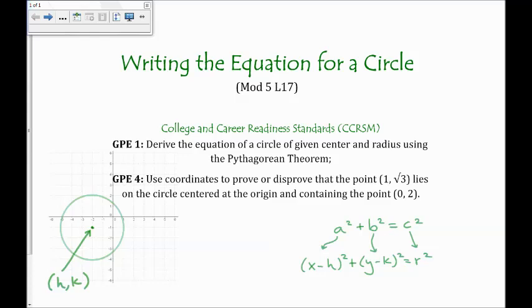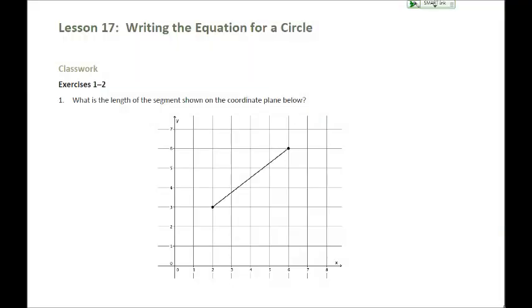So in this lesson, we are addressing two CCSSM standards, G-GPE.1, where we derive the equation of a circle given the center and radius using the Pythagorean theorem, and G-GPE.4, where we use coordinates to prove or disprove that a certain point lies on a circle with a given center and radius. Let's get started. Lesson 17 starts with the question of what is the length of the segment shown in the coordinate plane below. We've answered questions like this back in Module 4.